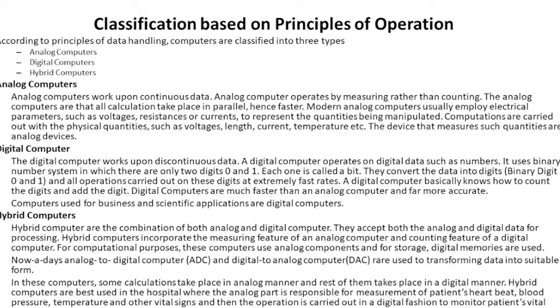Digital computers work on the principle of discontinuous, discrete data. The digital computer operates on digital data such as numbers. It uses the binary number system in which there are only two digits, 0 and 1. Each one is called a bit. They convert data into binary bits.